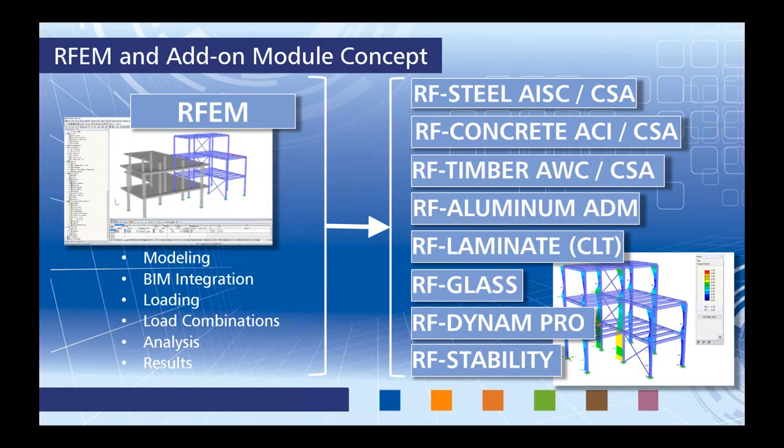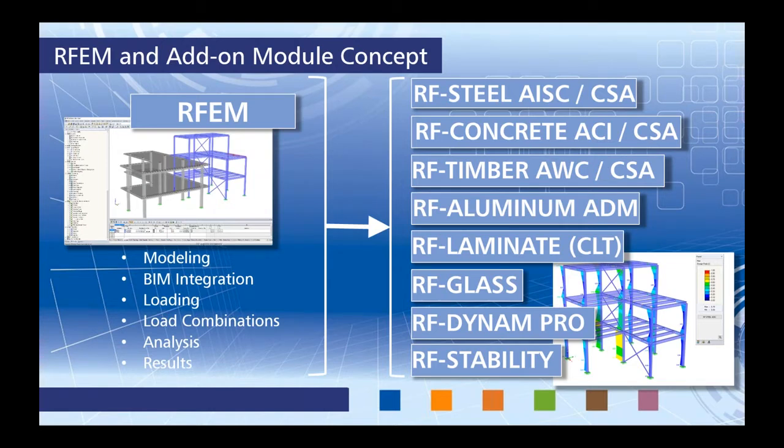Now, over on the right-hand side is just a very short list of some of the add-on modules that we have. You can see here that we have many different materials that we can involve these specific standards with. So the minute that you need a code check or design per that standard, such as the AISC or the CSA code, that will require an add-on module.